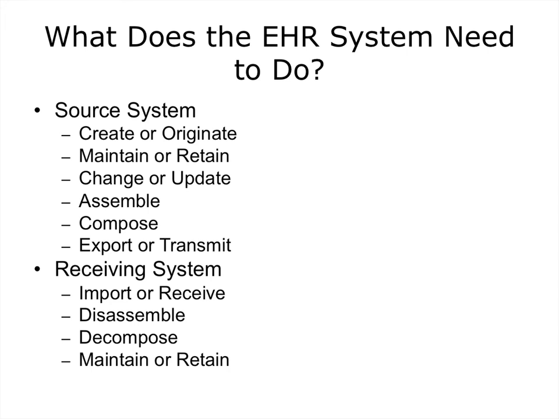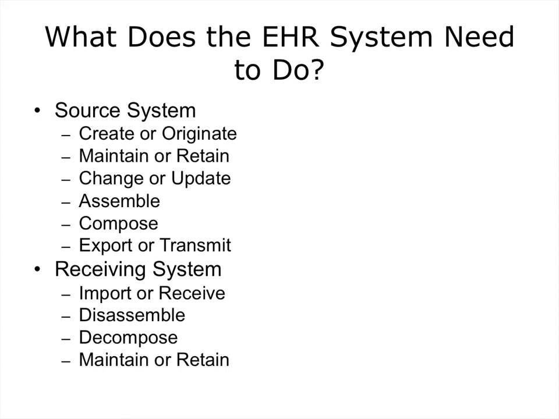In relationship to trust and data provenance, what does the electronic health record system need to do? If it is a source system, the EHR needs to be able to create the data and maintain that data for the legally required time frame, which differs according to the provider type, setting, or geographical region. You need to be able to change or update the data if appropriate and legally allowed. You need to be able to assemble it in something that can be understandable by the decision makers, compose documents, compose messages, and then, obviously, export or transmit the data, sometimes with the provenance associated with it and sometimes not.